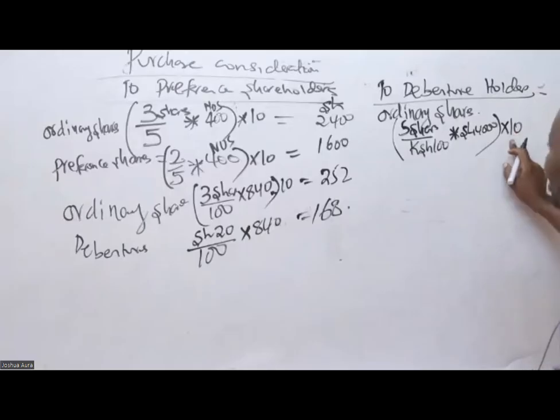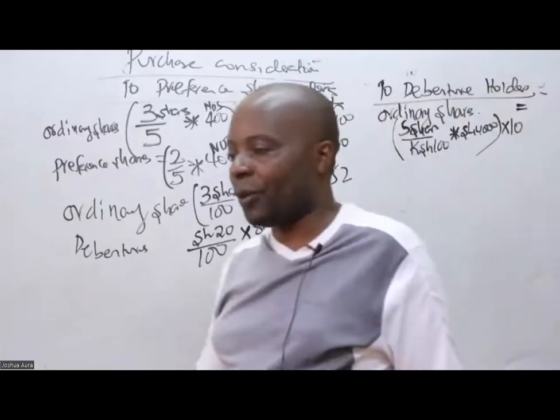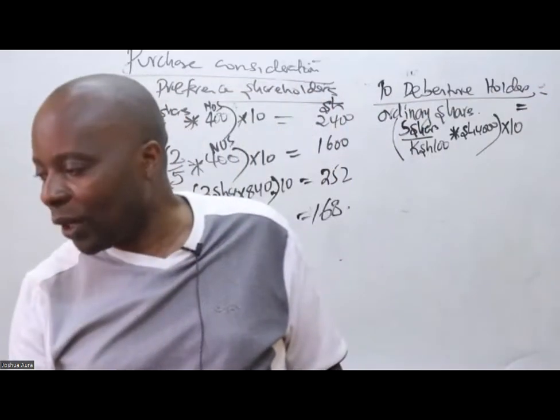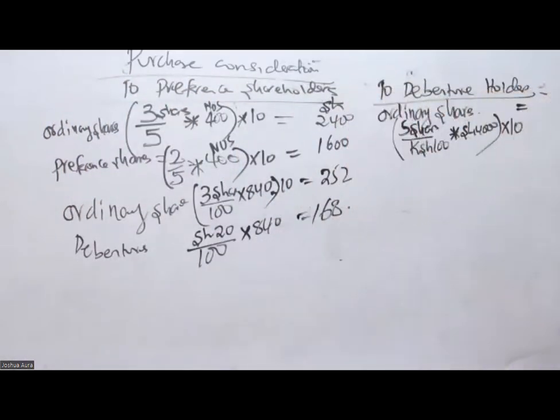So in terms of ordinary shares, what worth of ordinary shares are we giving these people? Could you kindly help me? What worth of ordinary shares are we giving these people? They're telling me it is 2,000, isn't it?